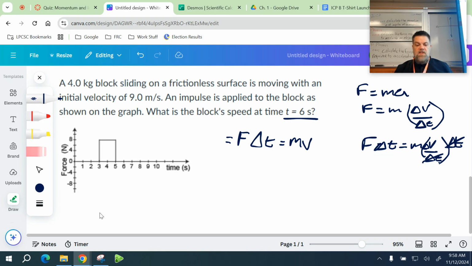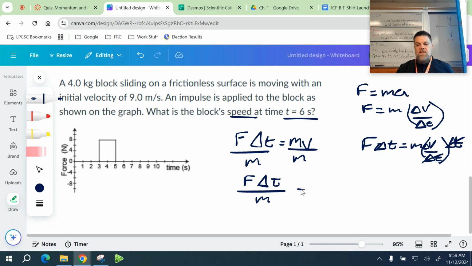So then if I take this equation, so that's where that relationship comes from. Now, we just wrote it down in our notes. I just wanted to show you where it came from. So if I solve for velocity, because that's what it's asking for, if I take this equation and I divide this by the mass and I divide this by the mass, right? I get that force times delta T over the mass is equal to the change in velocity. You guys with me so far?